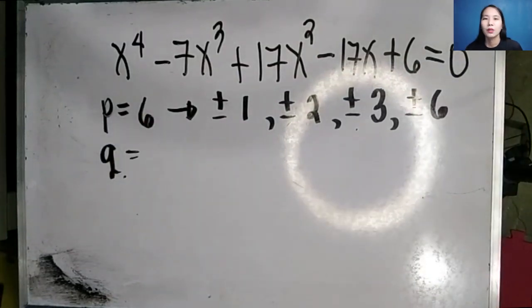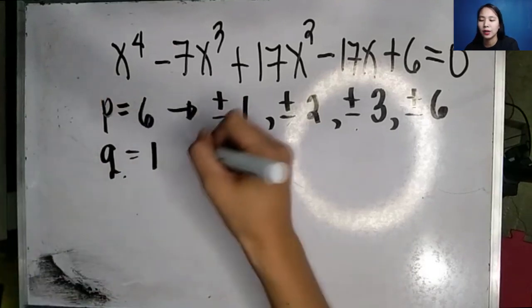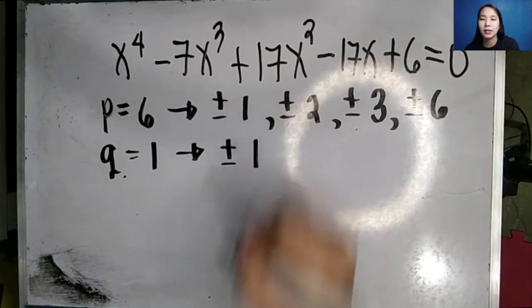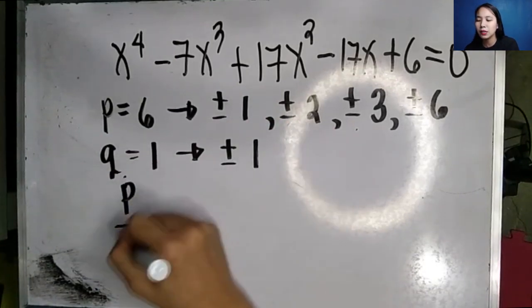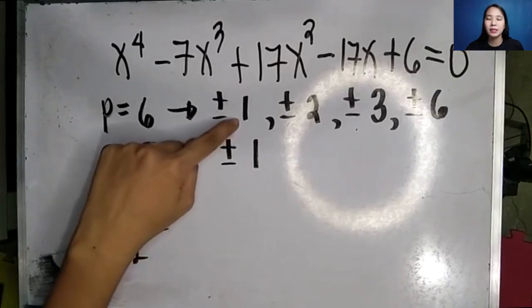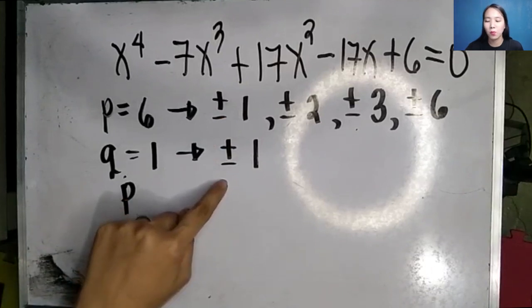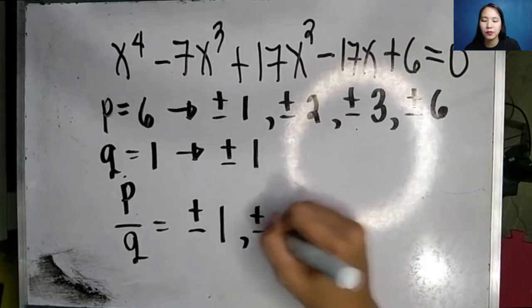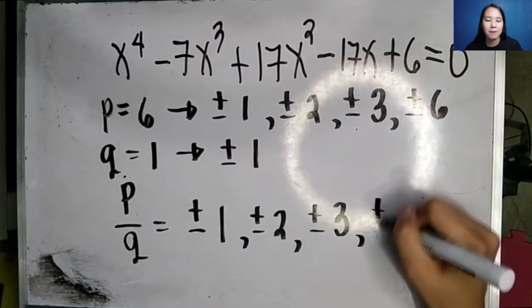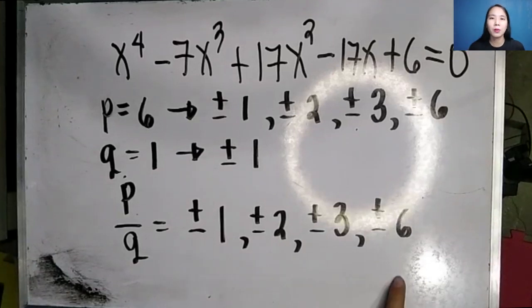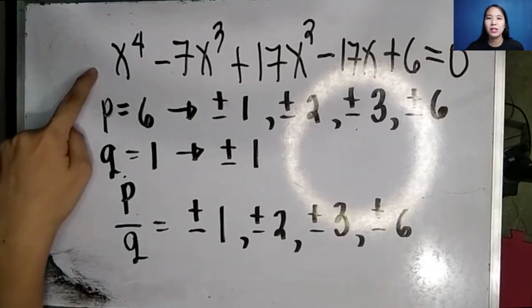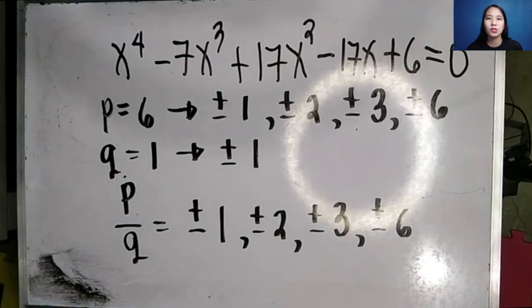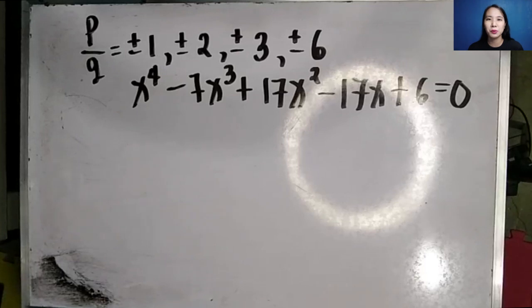For our q, our leading coefficient is 1, and the factors of 1 are ±1. So taking our p over q, we have ±1 over ±1 will be equal to ±1. The same thing with 2, 3, and 6. So we have ±2, ±3, and ±6. These are all the possible rational roots of the given polynomial equation. And we will use again our synthetic division to find the rational roots of our equation. Given the possible rational roots and our polynomial equation, let us now use the synthetic division.